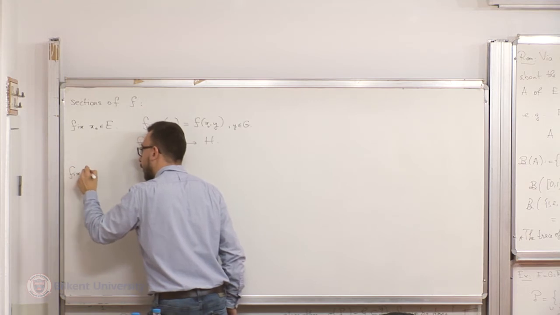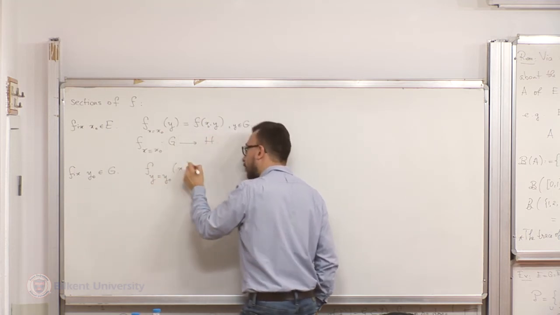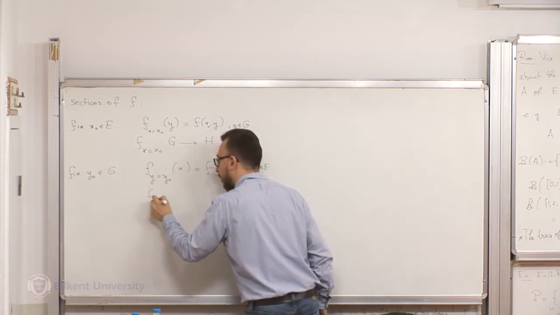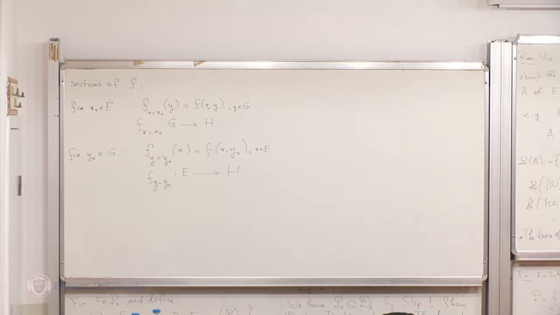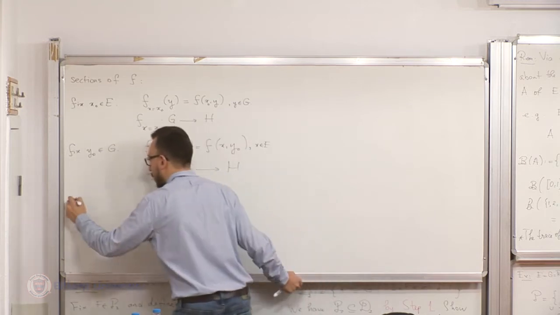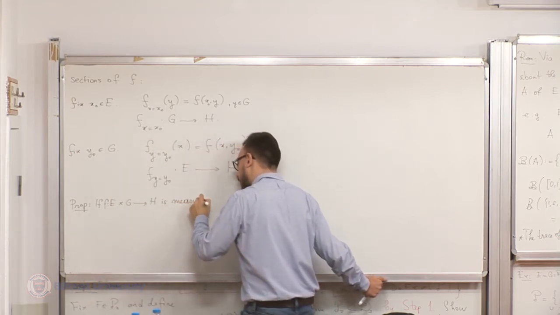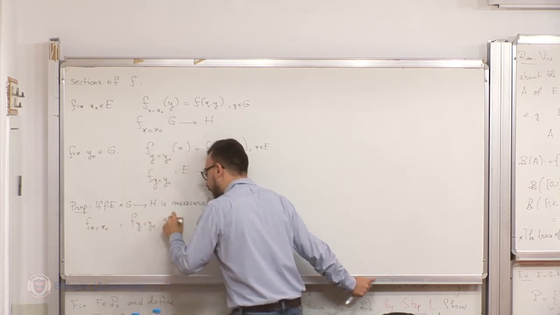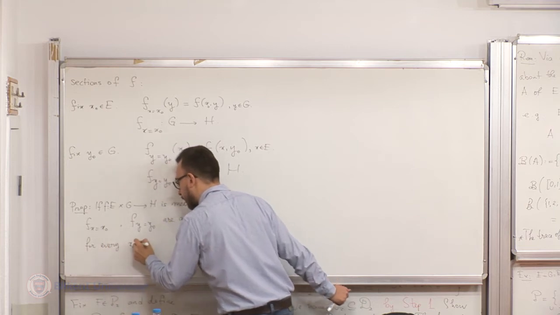Or you can fix y0 in the second space and define the section of f at y equals y0 as a function of x, as a function of the first variable, which is defined as f of (x, y0). And this is a function from the first space into H, the image space. Just take H to be the real line, and things are nice. So the proposition is that if f is measurable, then f_{x=x0} and f_{y=y0} are also measurable for every fixed x0 or fixed y0.